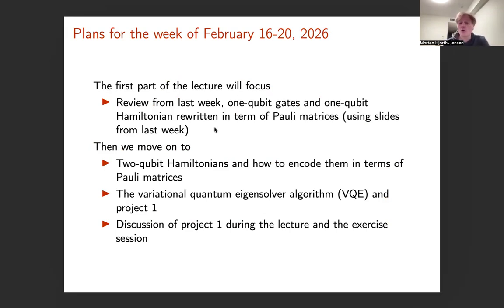And this is about the Pauli gates, the one-qubit Hamiltonian, which we rewrote in terms of Pauli matrices. So we will just give you a quick reminder. The material is contained in the slides from last week, but you will also see parts of it in the slides this week. Then, after we've gone through that and have given a presentation of the variational quantum eigensolver, we will also look at the two-qubit Hamiltonian and how to encode them. And we are also going to look at project number 1, and in particular, the exercises A to D.